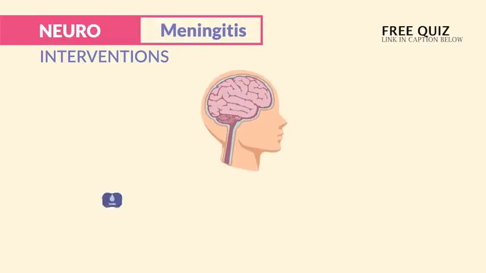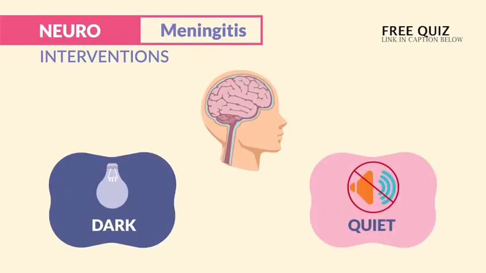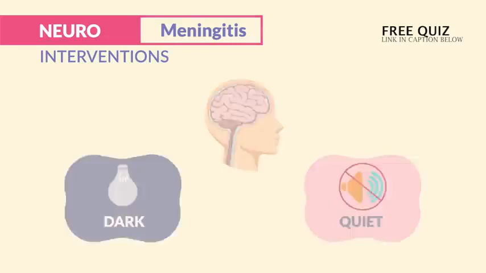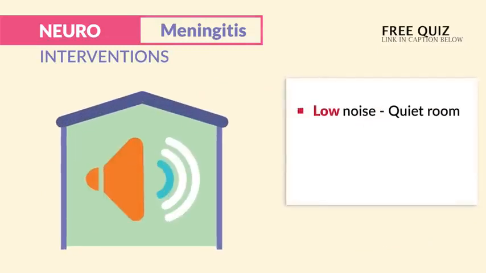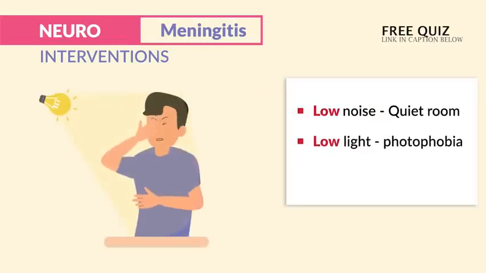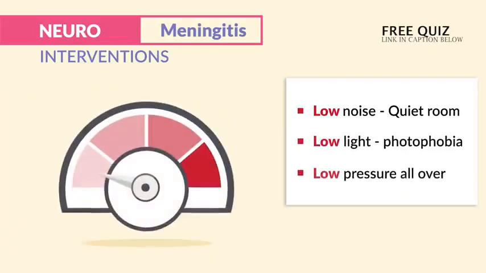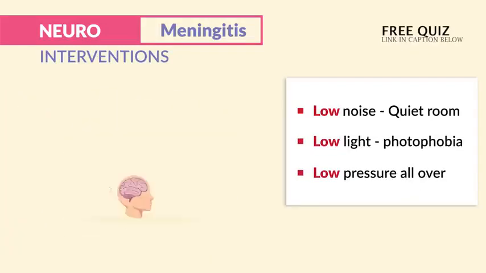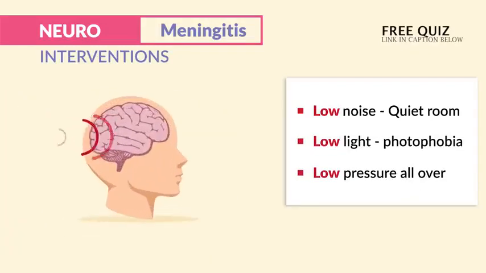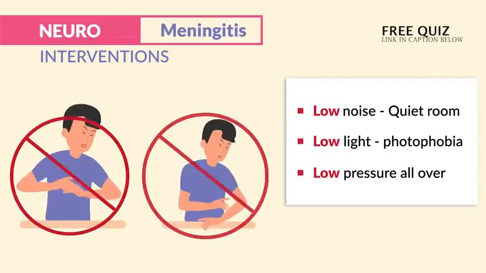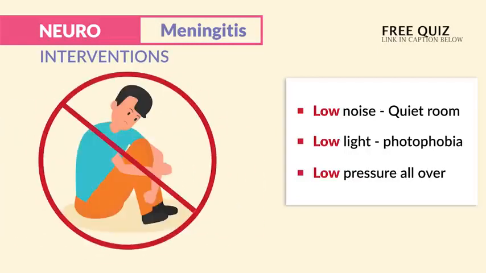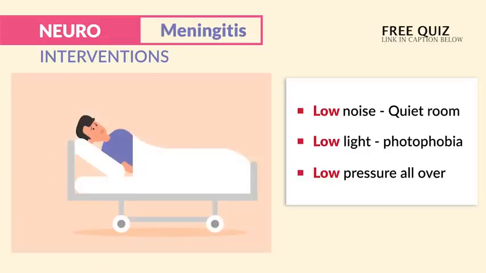Now, lastly, let's talk about the low lows to decrease that strain on the brain. We want our client to be in a dark, quiet place. So write this down. Low noise, we need a quiet room. Low light for that photophobia. And low pressure all over to decrease that strain on the brain. So no coughing, no sneezing, and definitely no bending the extremities. We want to actually raise the head of the bed at least 30 degrees to decrease that pressure on the brain and to decrease that increased ICP.